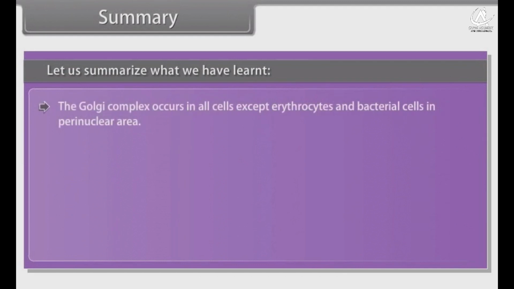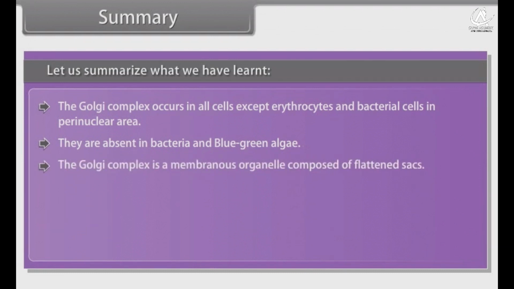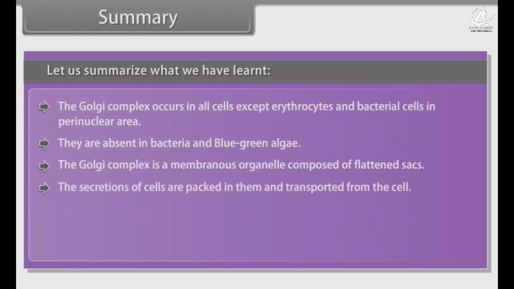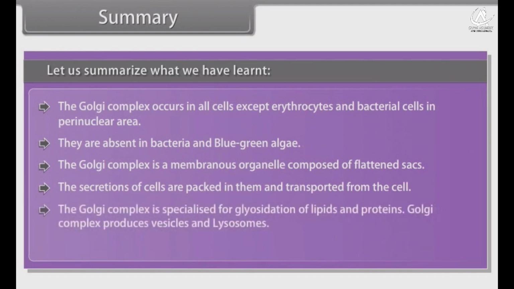The Golgi complex occurs in all cells except erythrocytes and bacterial cells in perinuclear area. They are absent in bacteria and blue-green algae. The Golgi complex is a membranous organelle composed of flattened sacs. The secretions of cells are packed in them and transported from the cell. The Golgi complex is specialized for glycosylation of lipids and proteins. Golgi complex produces vesicles and lysosomes.